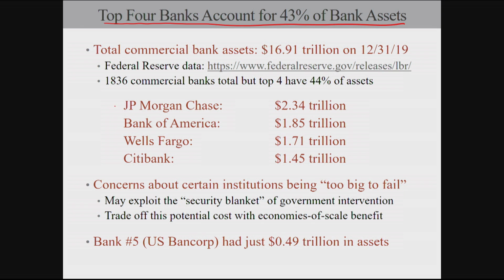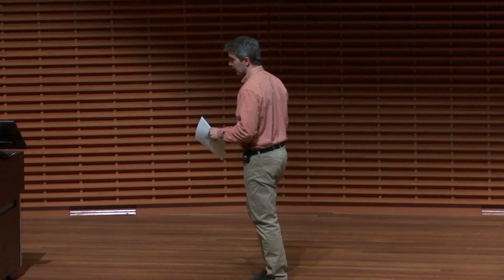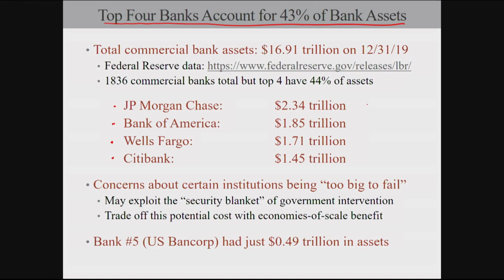entities. So JP Morgan is the largest bank in the US. Bank of America is the next biggest, Wells Fargo, and then Citibank. And these are sort of the big 4. Number 5 is far below number 4. I believe it is US Bank Corp. They have less than $500 billion in assets.